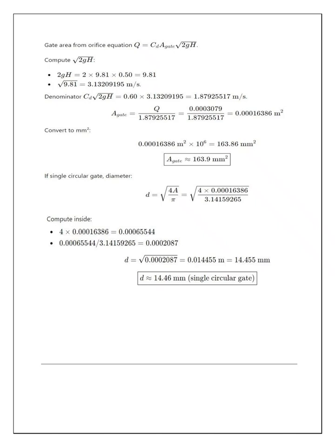Then we get the gating area from the orifice equation, which involves 2g. We calculate the dimensions: the diameter d is equal to the square root of 4A divided by pi. Calculating d, d is equal to the square root of 0.000203, which is about 14 mm, so d is equal to 14.46.